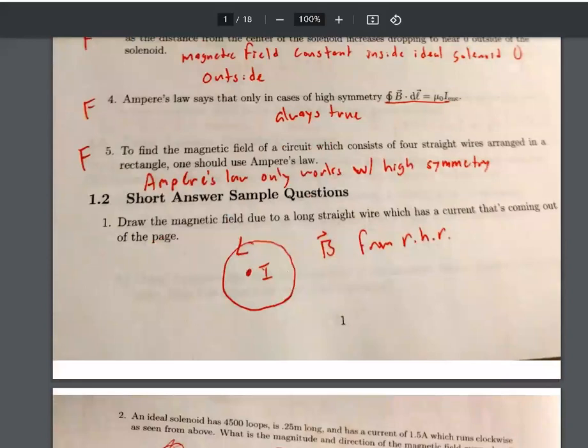All right, you can always find the magnetic field from a long straight wire, or at least find the direction, by using the right-hand rule. So if you put your thumb in the direction of the current, then your fingers curl in the direction of the magnetic field. So in the case of the first short answer here, it says that the current is coming out of the page. If you put your right thumb in that direction, then your fingers curl counterclockwise, which means that the magnetic field goes counterclockwise as well.